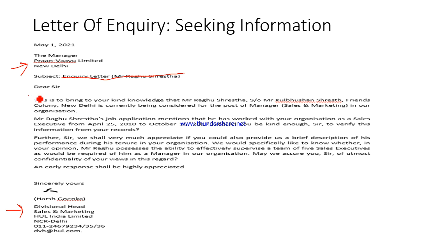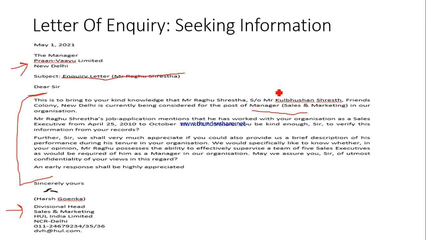This is to bring to your, now this is the body of the letter. This is to bring to your kind knowledge that Mr. Raghu Shrestha, Mr. Kulbhushan Shrestha, Friends Colony, New Delhi, is currently being considered for the post of manager. So Mr. Raghu Shrestha is being considered for the post of manager in HUL, right? And I am mentioning all the details.